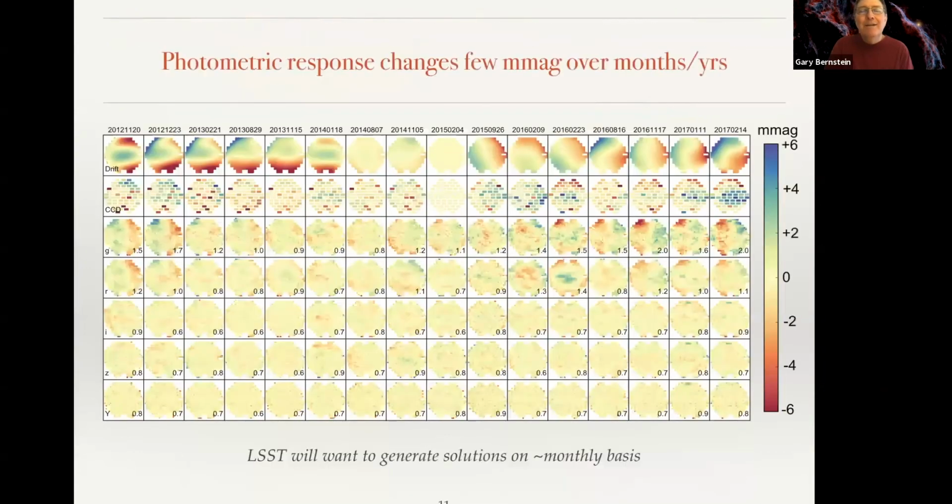Okay, so just going back up here, I'll also mention this is a map over time with dates across the top row, showing how the response of the whole field of view changes at low orders, and also in the second row, a little bit of CCD to CCD drift over the course of years. And so in Rubin, you'll probably want to be regenerating these kinds of solutions on a scale of weeks to months. I mean, the nice thing about the telescope is it takes lots and lots of exposures, so you'll have the data to do this.